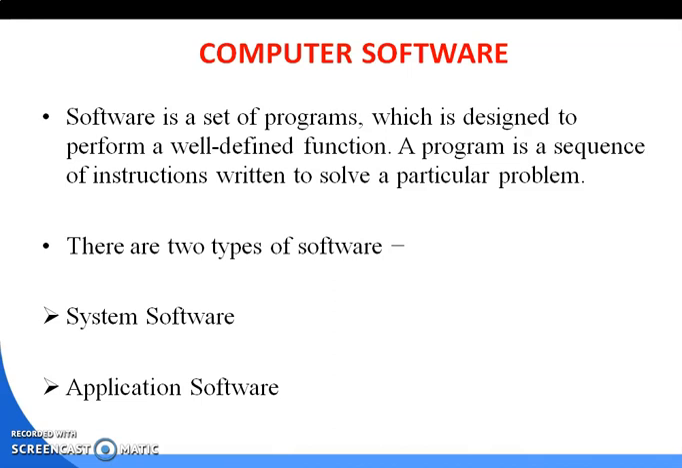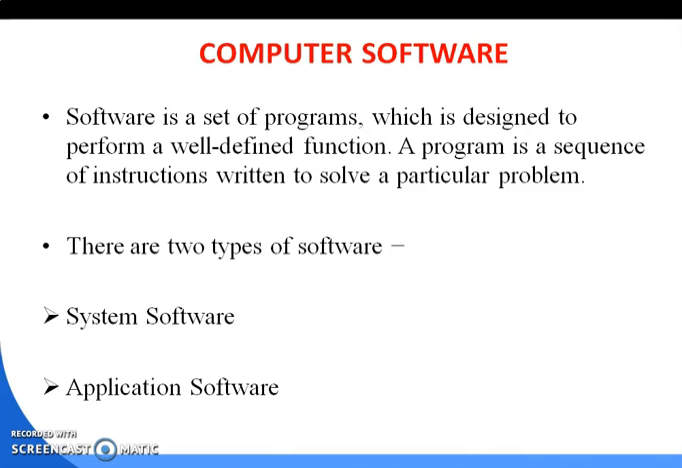So first we move to the computer software. What do you mean by software? Software is a set of programs which is designed to perform well-defined functions. A program is a sequence of instructions written to solve a particular problem. So software is nothing but a set of instructions or commands through which you can complete a work or a job. Software is purely intangible, because you can't touch it, you can only feel that it is a set of instructions, a set of codes.